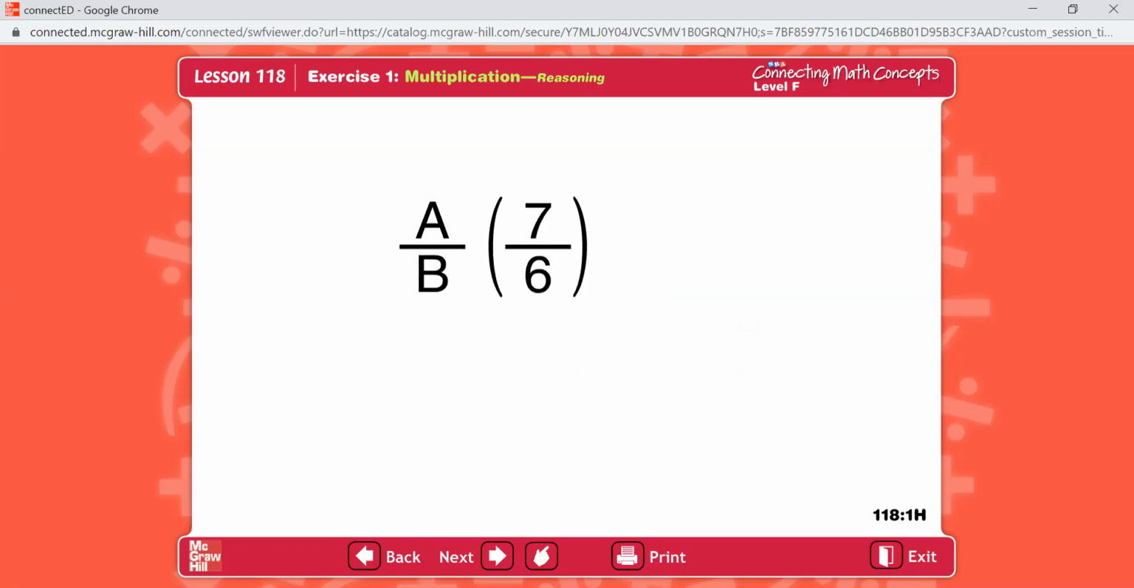Here we have A over B times 7 over 6. Let's say that A over B equals a whole number. We're multiplying the whole number by 7 over 6. 7 over 6 is a top-heavy fraction, meaning it's more than 1. So our answer is going to be more than the whole number. Let's say A over B equals 12. We multiply 12 by 7 over 6. Let's see if the answer is more than 12.